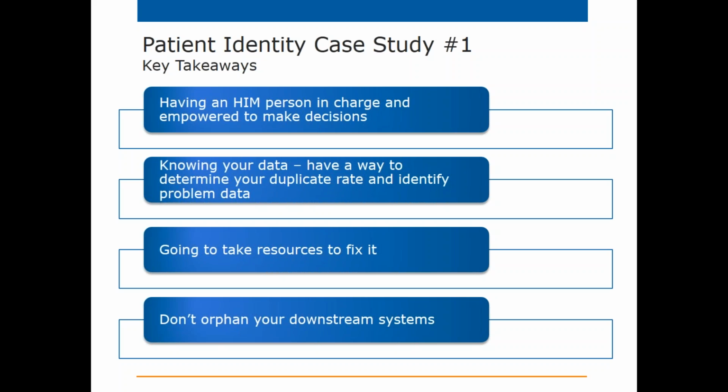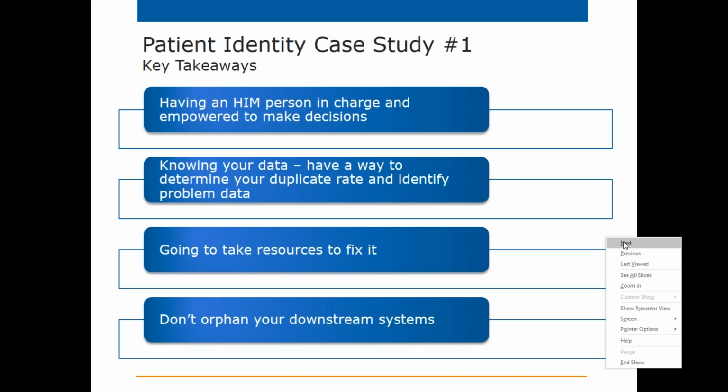And then the other key thing was don't orphan your downstream systems. We found that we needed to do something with downstream systems to identify that these records were moving from multiple medical record numbers to a single entity ID. Whatever we needed to do, we were able to do either through a file exchange or in some cases it was manual. But just remember to not orphan your downstream systems.